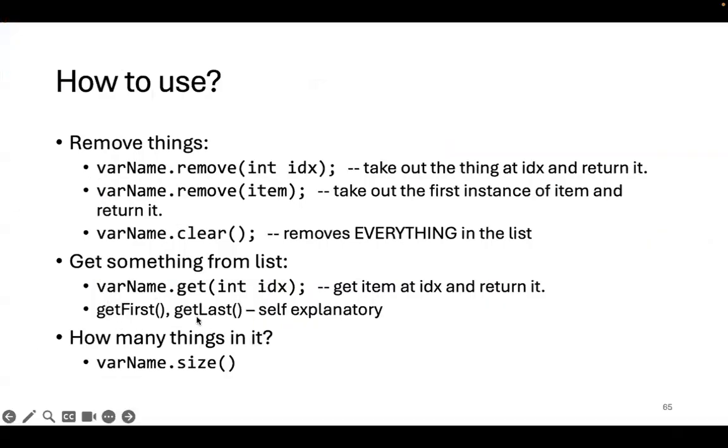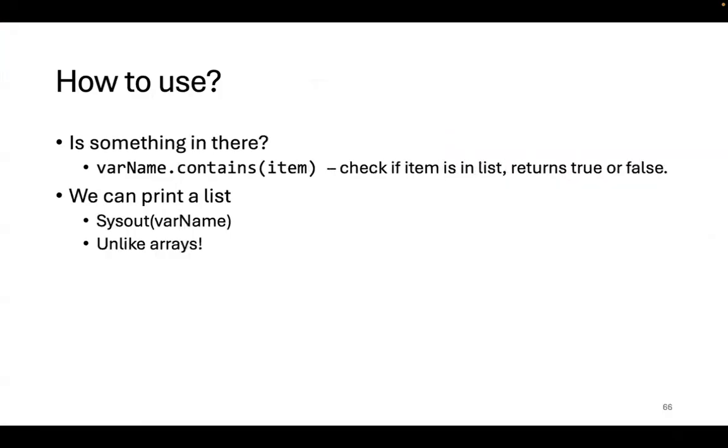Get first, get last. I feel like those are self-explanatory. It gives you the first thing and the last thing. For how many things are in it, it's dot size, open and close parentheses. This is the one where it messes me up. To check if something is in there, you can do dot contains, which gives you true or false.